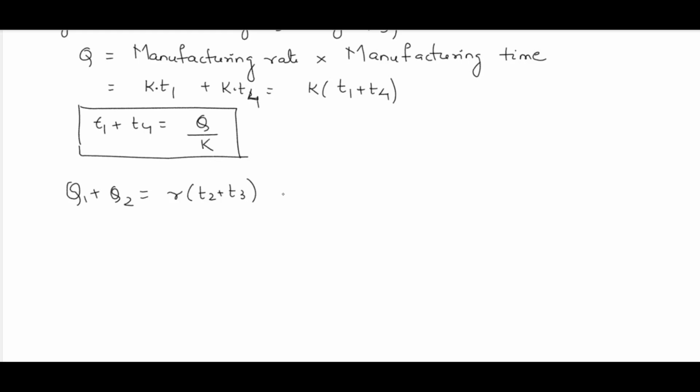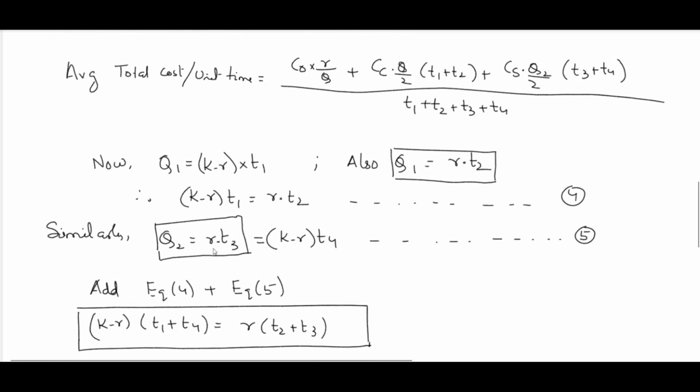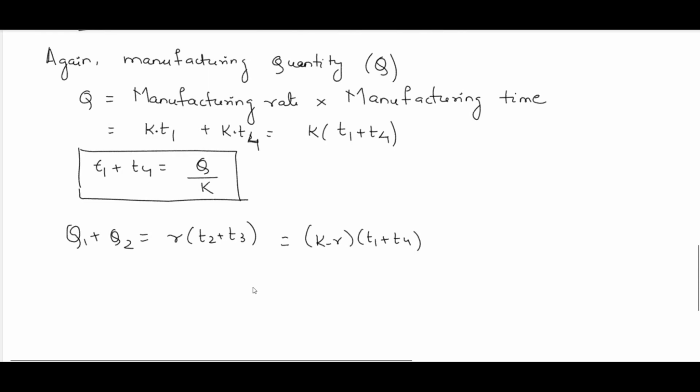T2 plus T3 is equal to K minus R. It is also equal to K minus R times T1 plus T4. We can see RT3 is equal to K minus RT4 and RT2 is equal to K minus RT1. So from these two equations also we got K minus R times T1 plus T4. So we have expressed T2 and T3 in terms of T1 and T4.